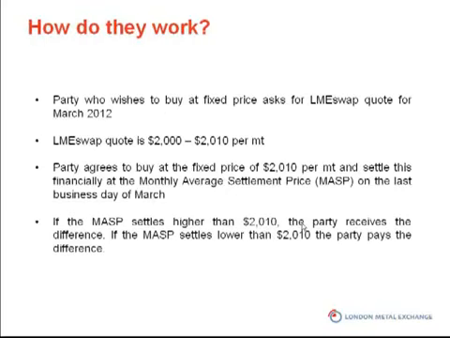So we can now take a look at an example of a company who wishes to buy at a fixed price, and they ask for an LME swap quote for March 2012, and the quote is $2,000 bid, $2,010 offered. So the party agrees to buy at the fixed price of $2,010 a ton, and this will be settled financially at the monthly average settlement price on the last business day of March.